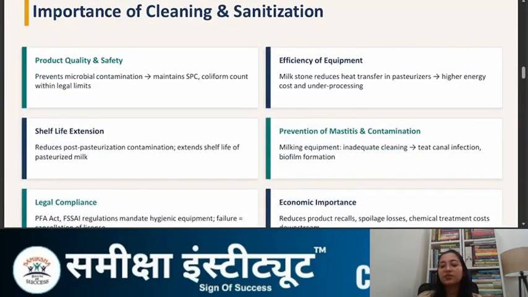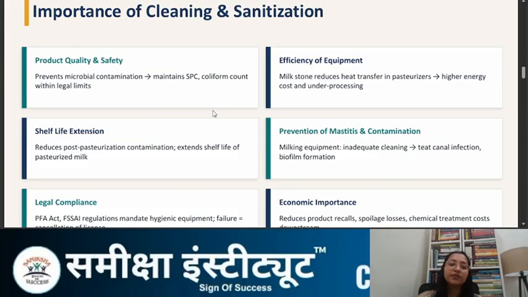Then next, coming to the importance of cleaning and sanitization. First we studied about the definitions, the basic properties, why milkstones are formed, what compounds they are made of, and how we will remove them. Now we are studying the significance of cleaning and sanitization.